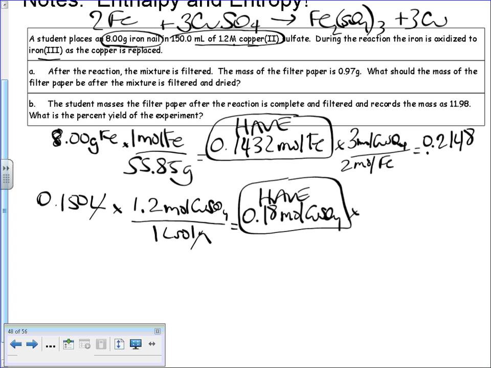So 0.2148 moles of copper(II) sulfate. And that's how much I need. What's my problem here, guys? I need 0.2, I only have 0.18, right? So what's the problem? It's going to run out. It's the limiting reagent. So once we figure that out, we are done with finding the LR.